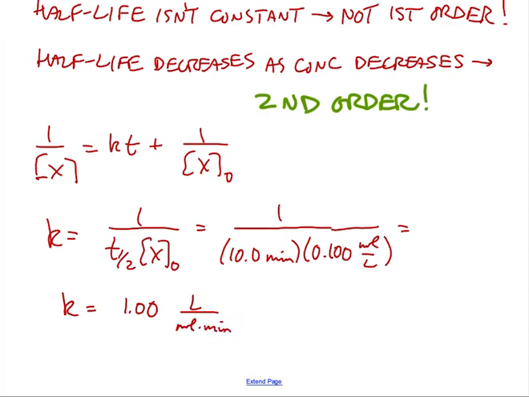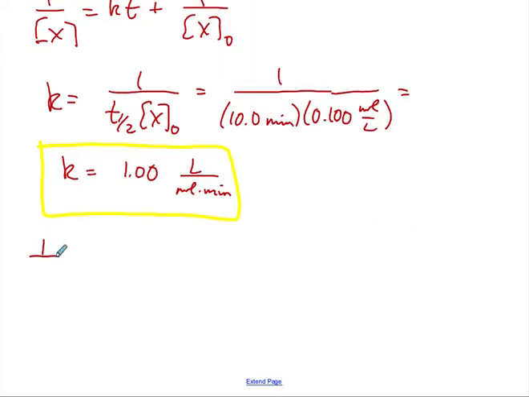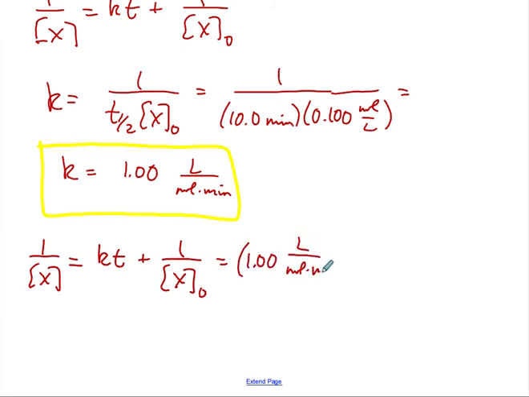And it's perfectly fine to use minute as your time unit. Okay? So now we can go ahead and solve the problem, which is to calculate the concentration after 80 minutes. So I'll write out the integrated rate law, and I'll plug in 1.00 liter per mole per minute for k times 80.0 minutes plus 1 over the initial concentration, which was 0.100 mole per liter.